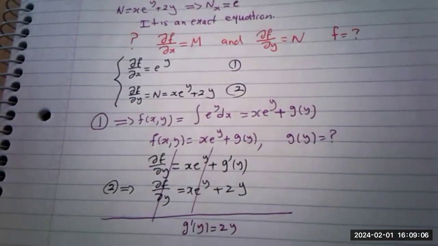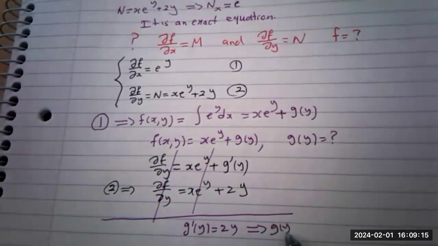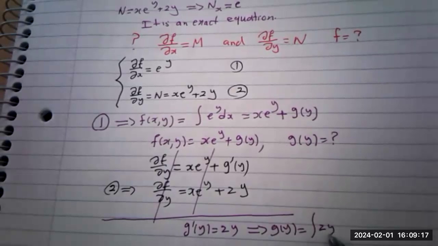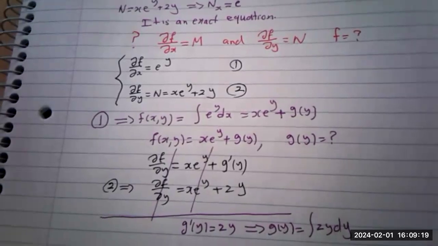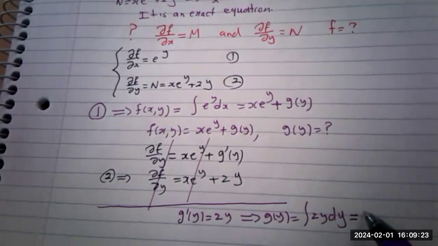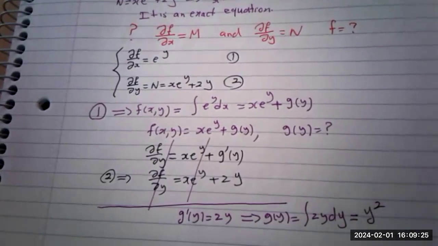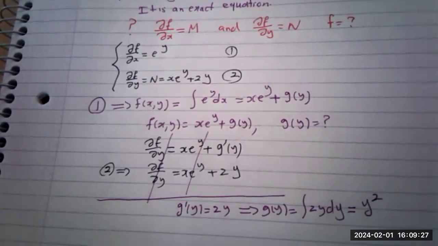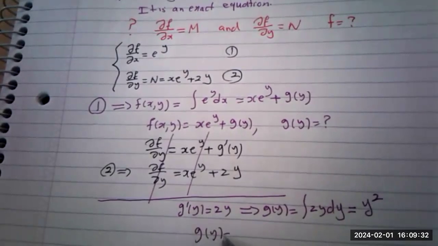Any question? Now you're integrating with respect to y. g prime of y equals 2y, so g of y is going to be the integral of 2y dy. The integral of 2y dy, you know that's going to be y squared. We are looking for one g, so we don't write y squared plus c. So g of y is equal to y squared.